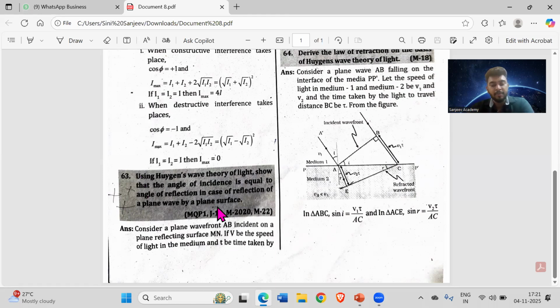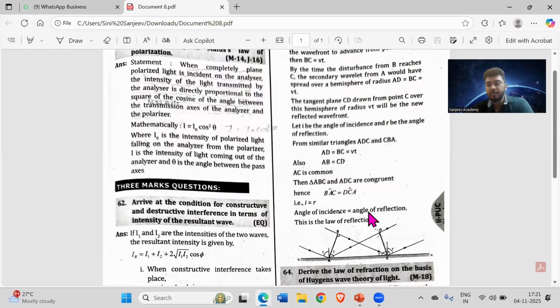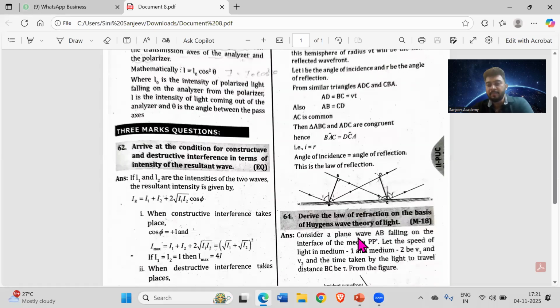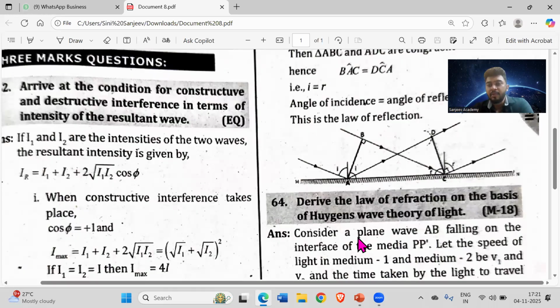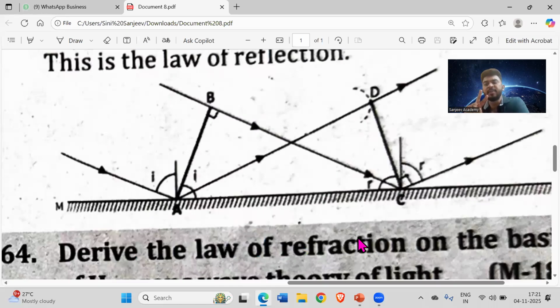So this is the most important question in this chapter. Using Huygens wave theory of light, show that the angle of incidence is equal to the angle of reflection. So you have to draw this diagram. Can you see the diagram here? This is a very, very important one. It is a 3-mark question and 2 marks just for this diagram. So you should understand how important this diagram is.